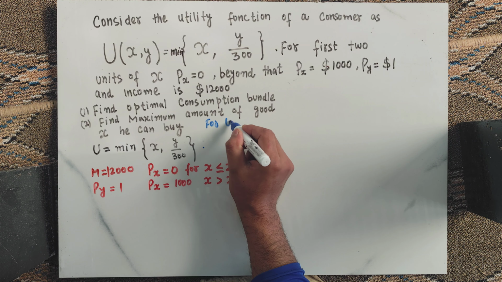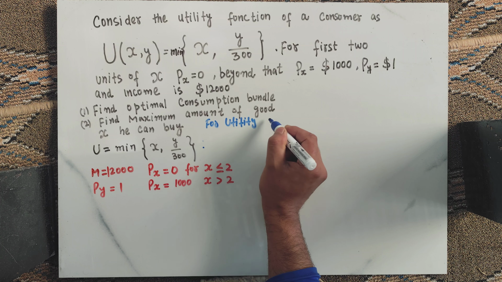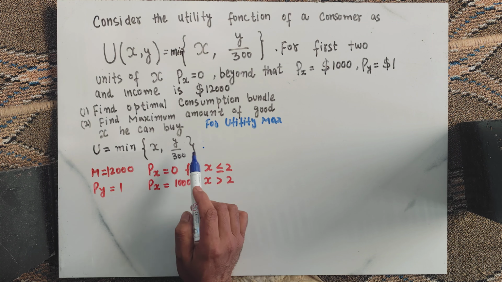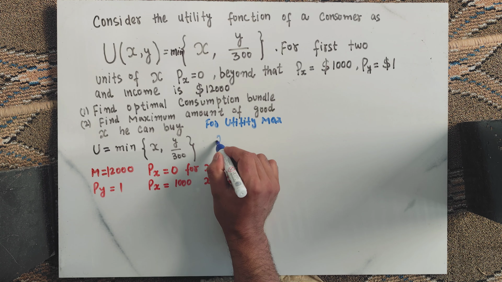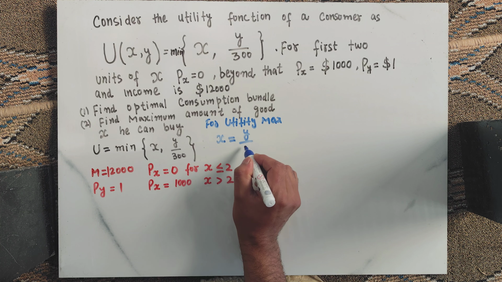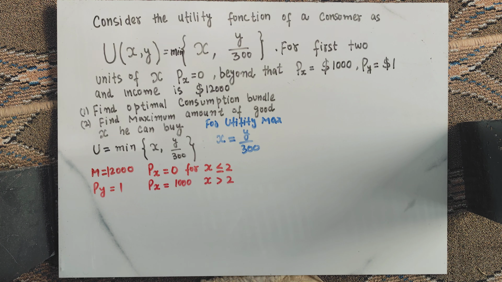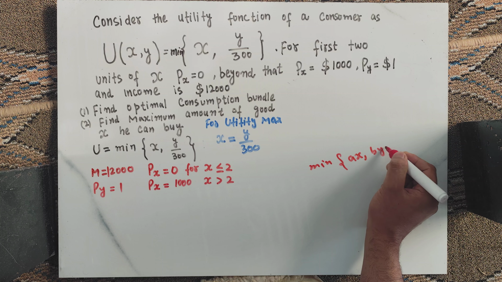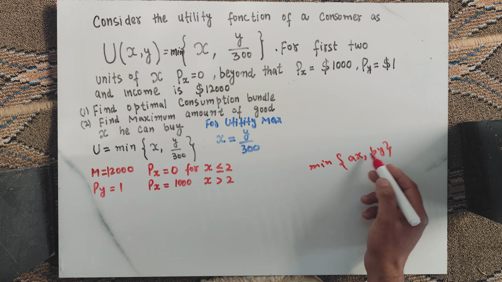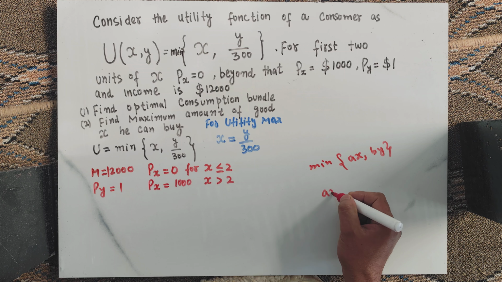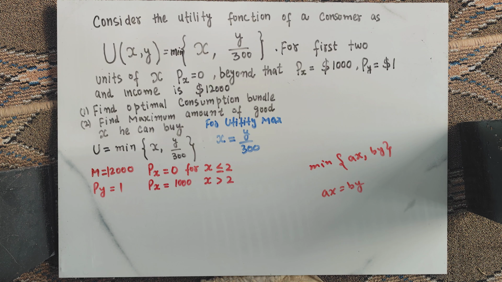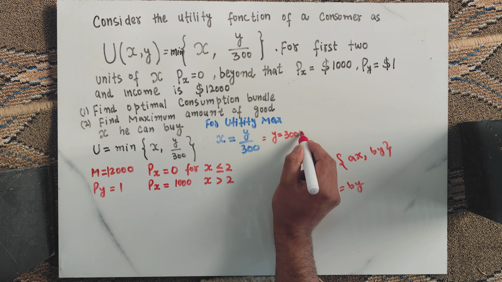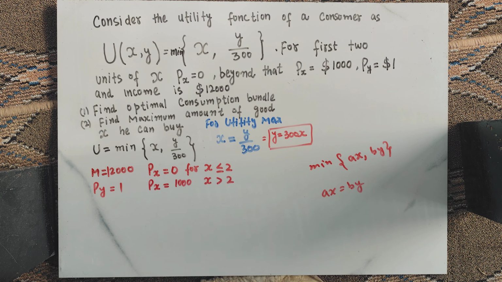For utility maximization, in case of a min function, we equate whatever is in the parenthesis. So we equate x is equal to y upon 300. If we have a min function of ax, by, then for utility maximization we equate whatever is in the parenthesis, that is ax is equal to by. That we have done here, which implies y will be equal to 300x. This will be a point of kink.